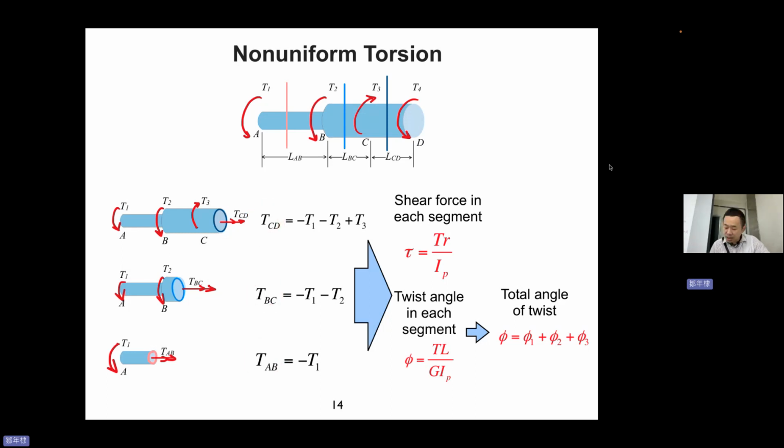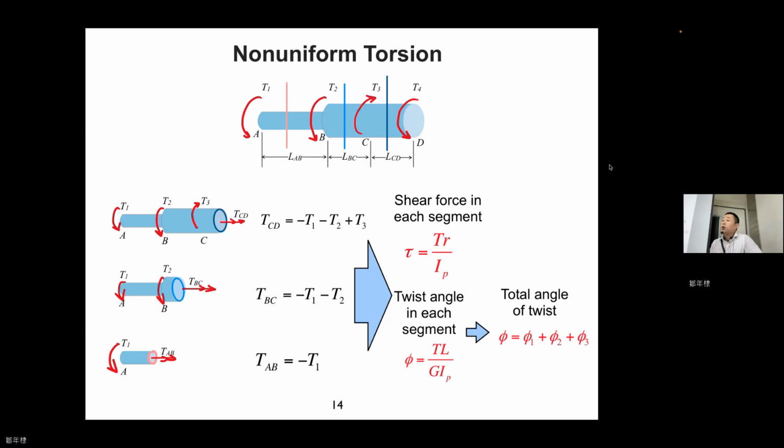Okay, so you have internal torsion in the 3 sections. For each segment, for example TCD, TR divided by IP gives you tau, and you can also have phi equal to TL divided by GIP. Of course, each section has its own IP. These two have the same IP, but this one has a smaller IP. So you have 3 sections, you have 3 phi, and you sum them together to become the total angle of twist. Easy, right? The concept is easy.